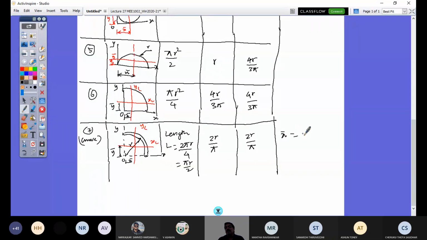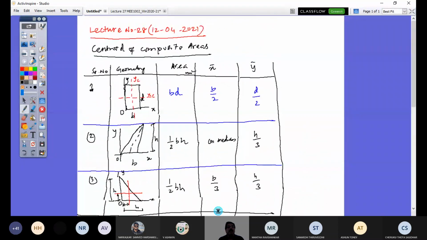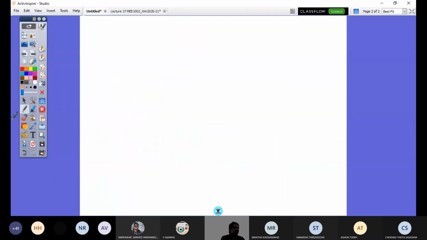So what is x bar? It is the integral of x dl by the integral of dl. Y bar is the integral of y dl by the integral of dl. Using this you can derive this formula. I leave it to you as homework to verify. And this is all that you should remember, right? If you remember this, you can now go for solving a problem. So I will just explain solving a problem. Find the centroid of this shown composite area, right?